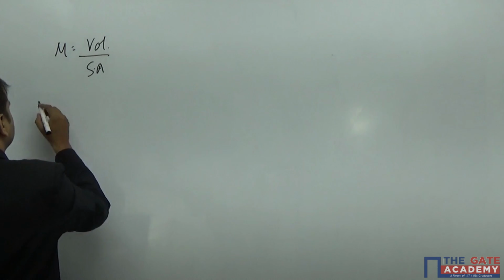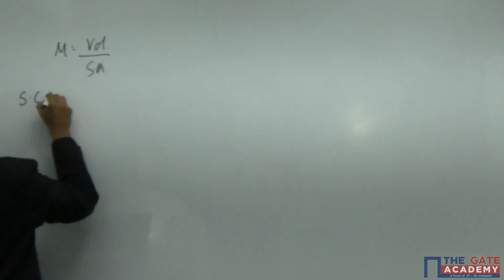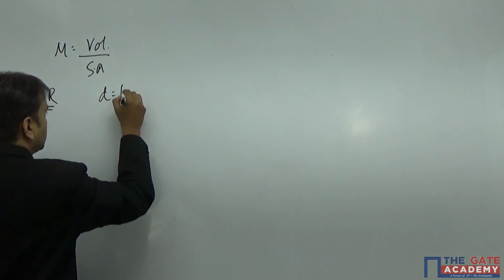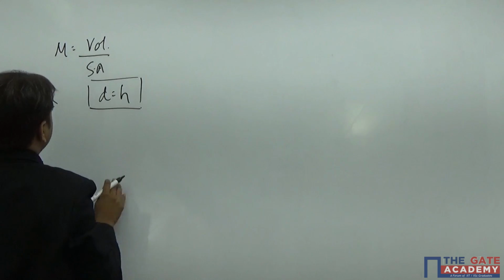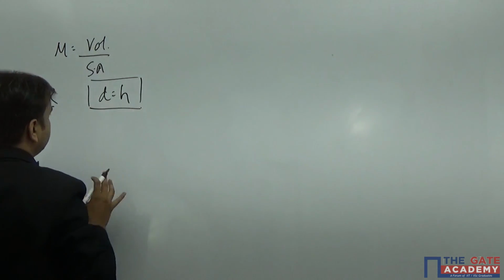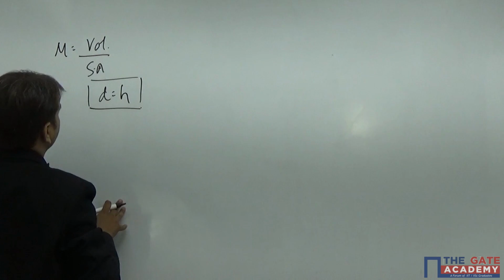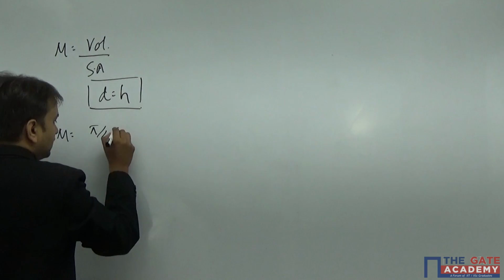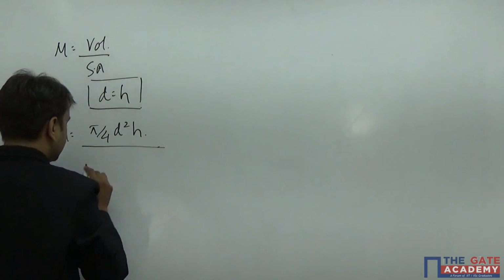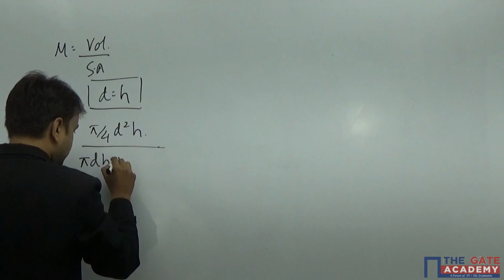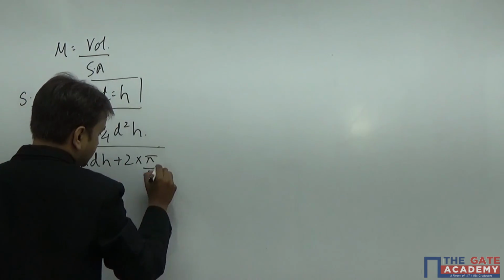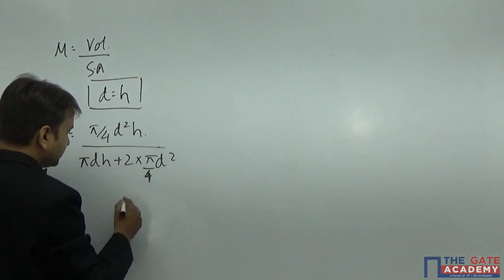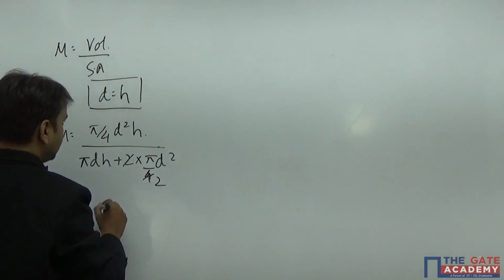So now we are going to do the same thing for side cylindrical riser, SCR. And what I can see is that D is equal to H was the given condition for side cylindrical riser for the minimum surface area. So modulus can be written as volume, again the same thing, pi by 4 d square h, divided by surface area, which is nothing but pi d h plus twice of pi by 4 d square. You know why I'm multiplying it by 2, right? Because now you have understood. So this got cancelled and h is equal to d.